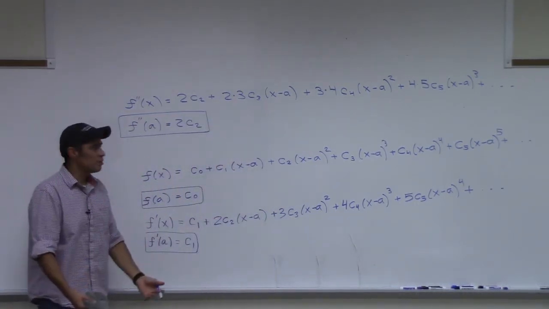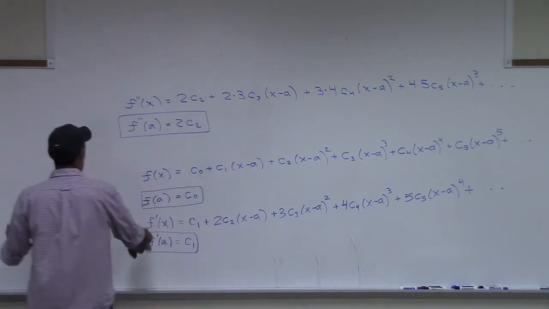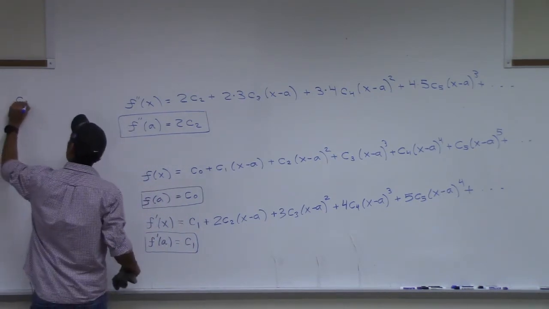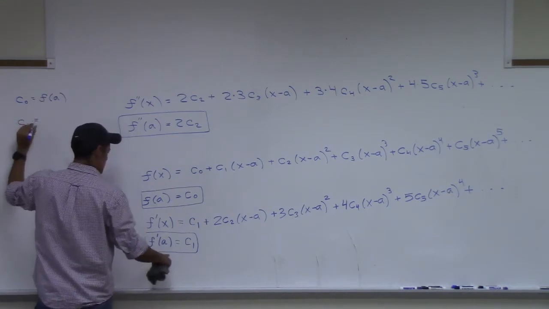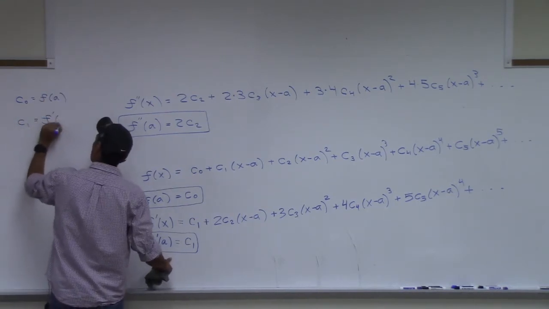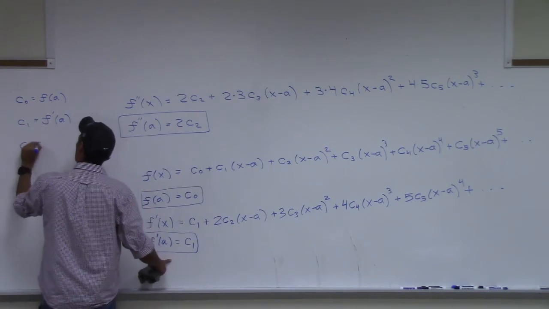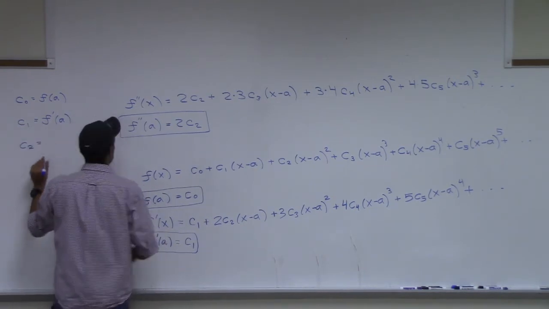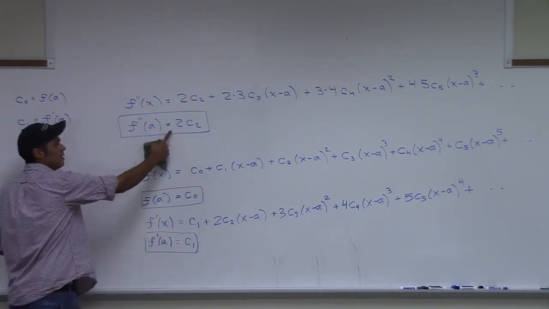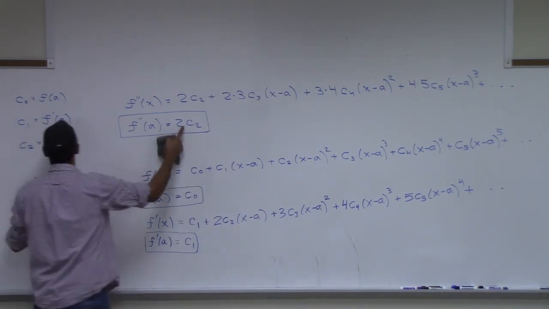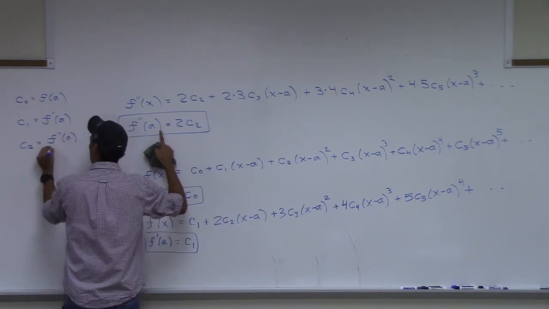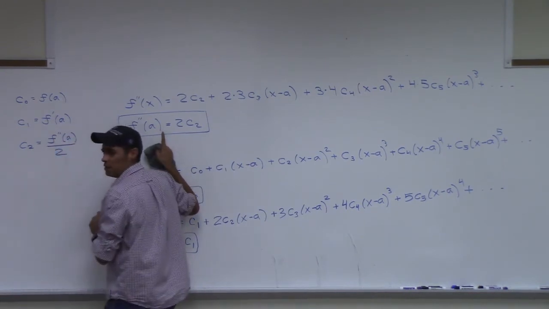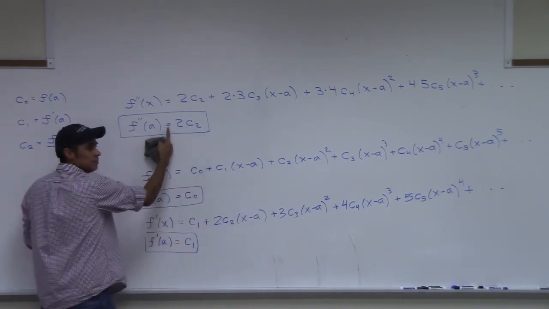Now let's do the third derivative. And I think what I'll do is I'll write these things down over here. We know that c sub 0 was f of a. C sub 1 was the derivative of the function at a. C sub 2 is, well, let's see. Hold on. C sub 2 is what? Because I have to solve for c sub 2. f double prime of a over 2. Okay? Just solving that for c sub 2.